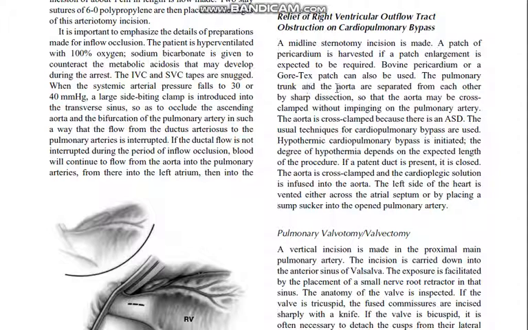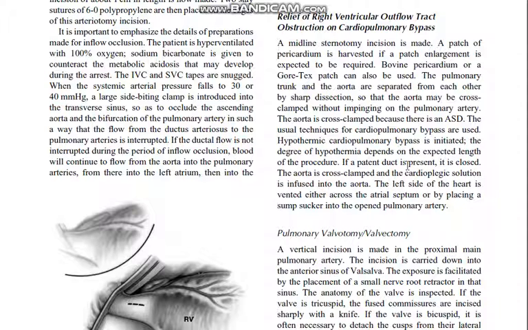The pulmonary trunk and the aorta are separated from each other by sharp dissection so that the aorta may be cross-clamped without impinging on the pulmonary artery. The aorta is cross-clamped because there is an ASD. The usual techniques for cardiopulmonary bypass are used. Hypothermic cardiopulmonary bypass is initiated. The degree of hypothermia depends on the expected length of the procedure.